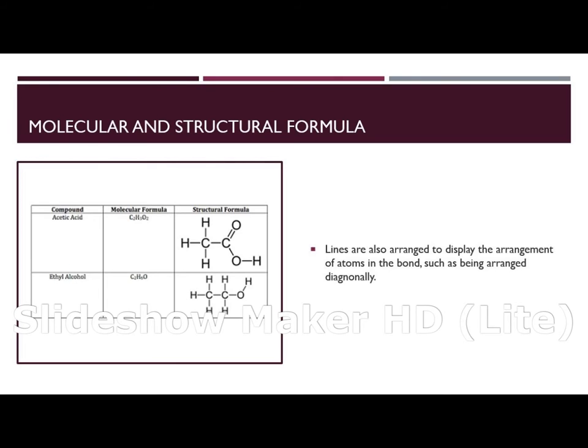In order to demonstrate this, there are lines drawn to represent each bond. A single line is a single bond, and two lines is a double bond. Lines are also arranged in a way to display where each atom is placed within the compound. They can be drawn diagonally, or off to the side, hanging off like the O and the H there. That represents what the bond looks like.